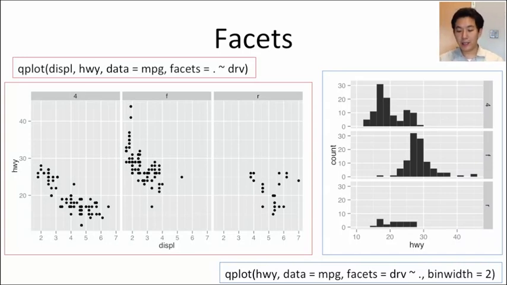On the right-hand side, in this plot that's outlined with the blue box, I've got three histograms. And notice that I put the DRV variable on the left-hand side of the facets argument now, so that indicates I want three separate rows. But because there's nothing on the right-hand side of the tilde, I have no extra columns. So I just have the one column for the three plots. And now I've got the three histograms. You can look at the highway mileage divided up by the three groups.